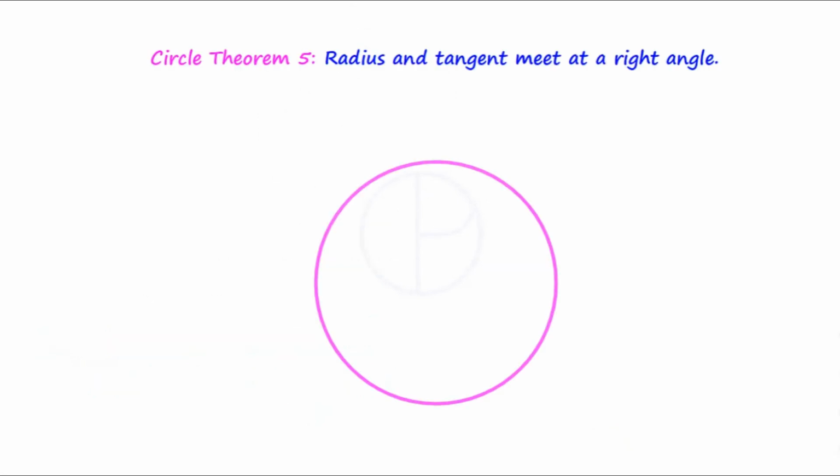The next theorem is radius and tangent meet at a right angle. O is the center of the circle. Let's draw a tangent which touches the circle at a point P. Okay, if you join the point P and O, which is nothing but the radius, it makes an angle 90 degree.